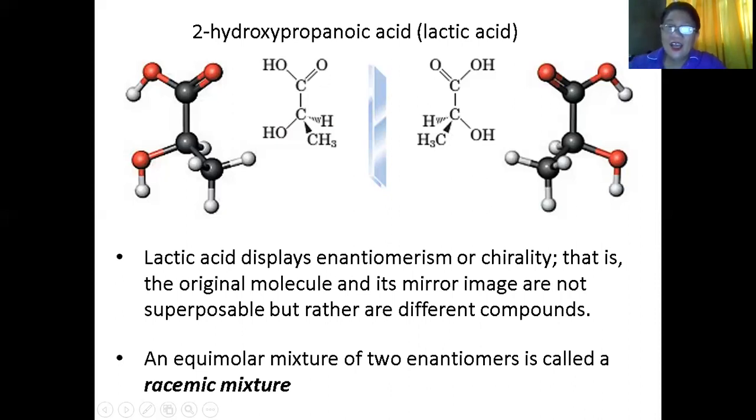How many substituents do you have here? How many groups on each side? We have the CH3, then the hydrogen, then the OH, and the COOH. Do we have 4 different groups? Yes, it has 4 different groups: CH3, hydrogen, OH, and COOH. It is a mirror image, but this one is not superposable, meaning it will not fit in. So these two are enantiomers.